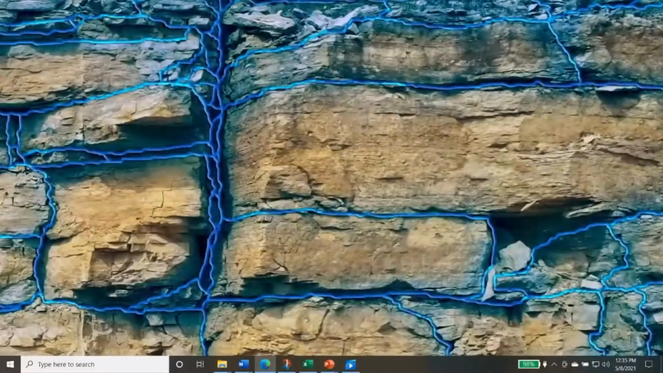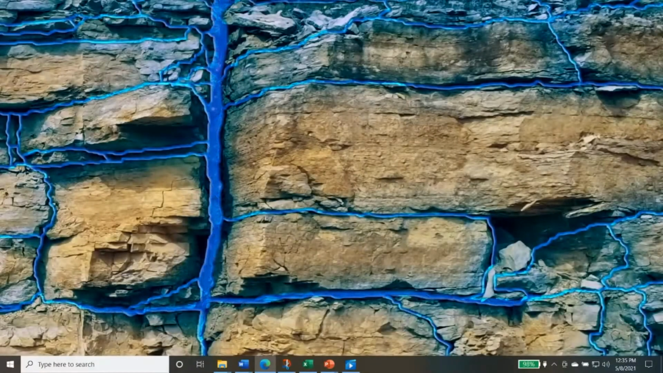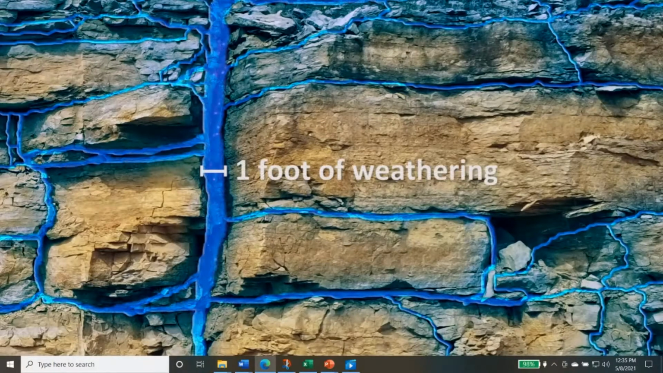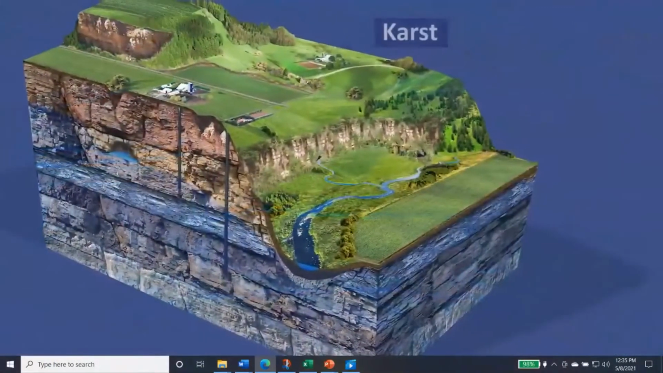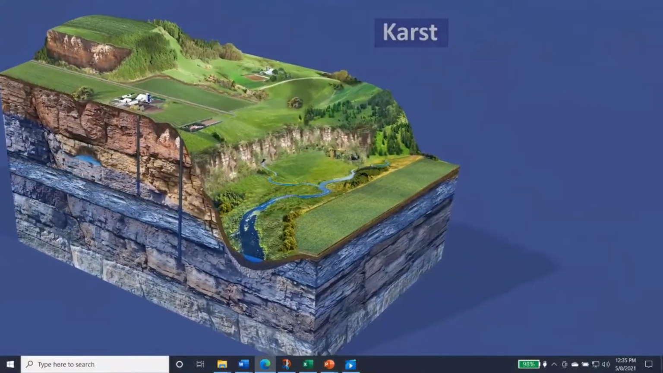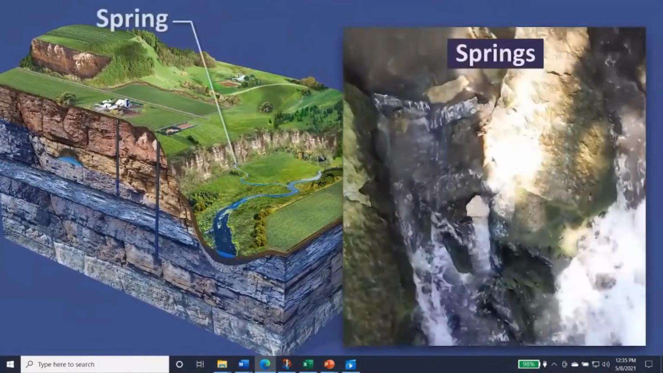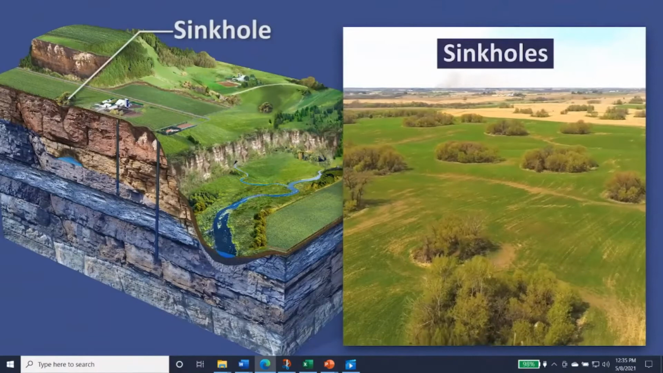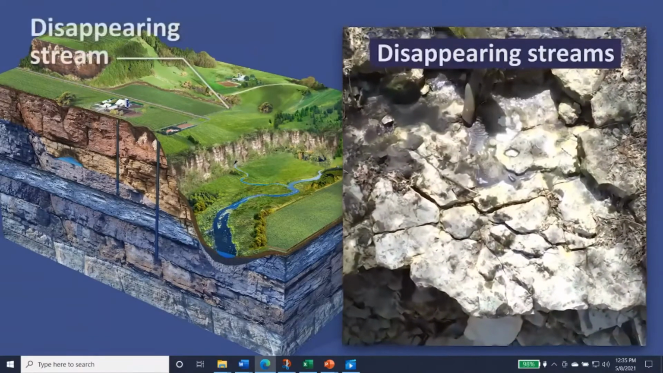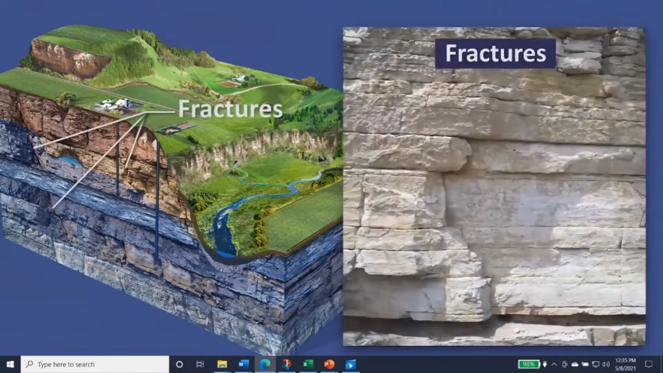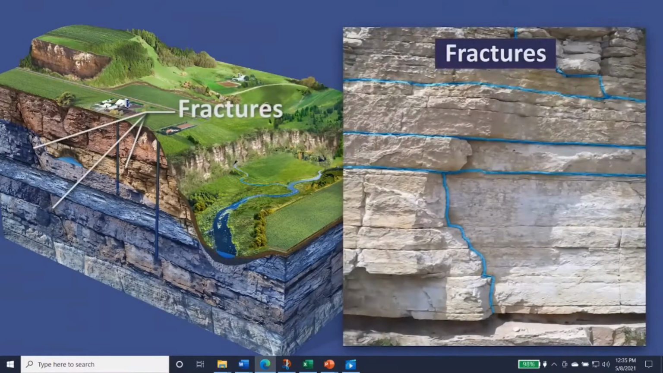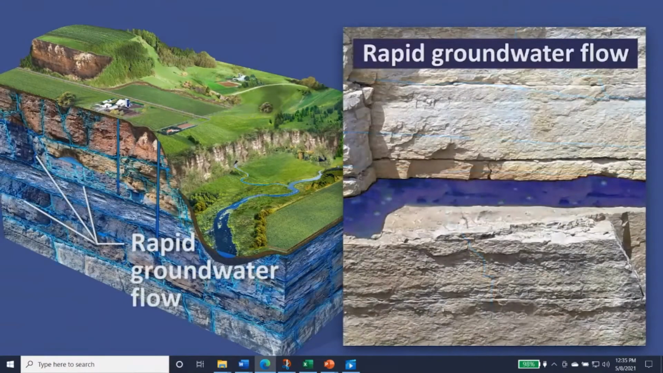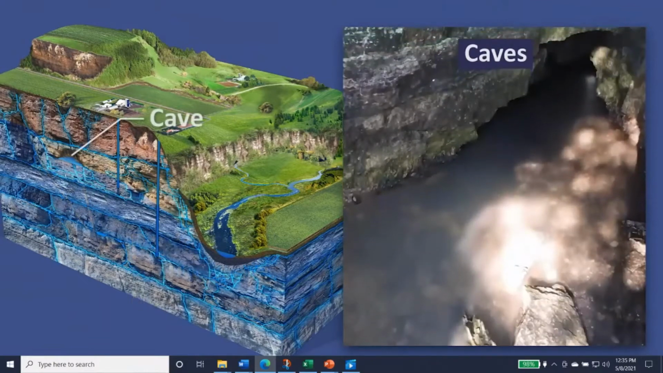Since the last glacial period, this would equate to about 5 inches of weathering on a rock face, or close to a foot of weathering on opposing walls of a fracture. The resulting dissolved bedrock is known as karst. Karst is characterized by springs, sinkholes, disappearing streams, enlarged bedrock fractures, rapid groundwater flow, and caves.